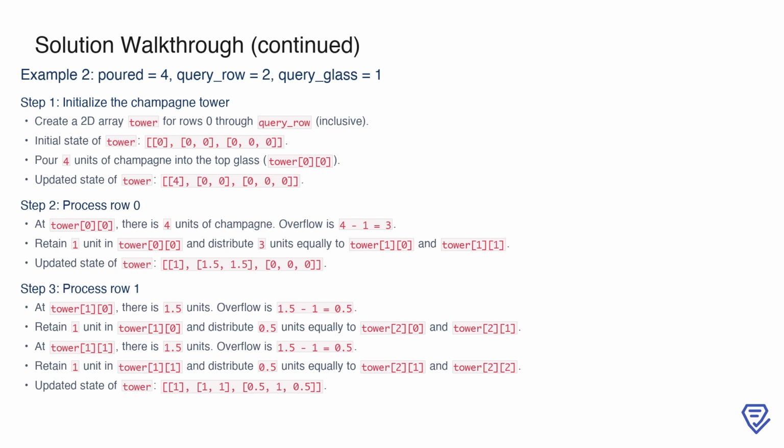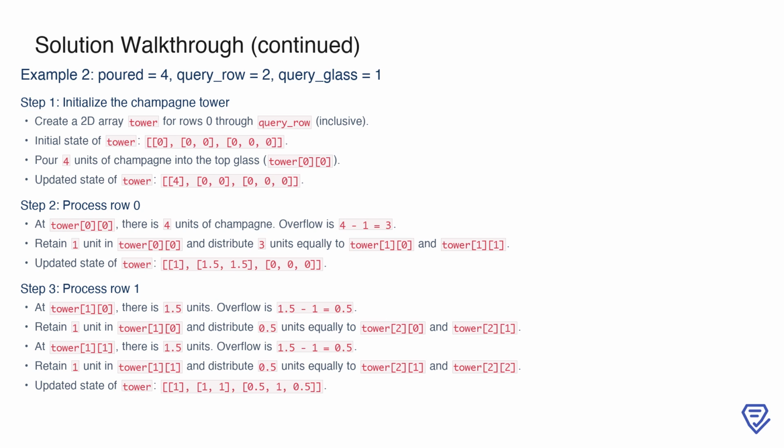Next, we process row 1. Starting with tower 1, 0, it contains 1.5 units, so the overflow is 1.5 minus 1, which equals 0.5. We retain 1 unit in tower 1, 0, and distribute the 0.5 units equally between tower 2, 0, and tower 2, 1. Each of these glasses receives 0.25 units.